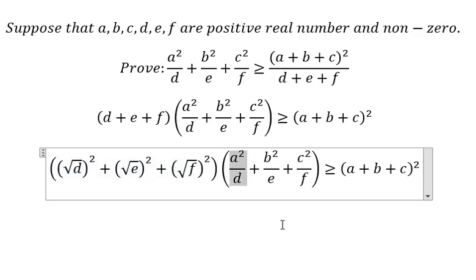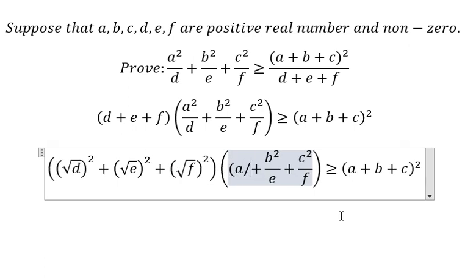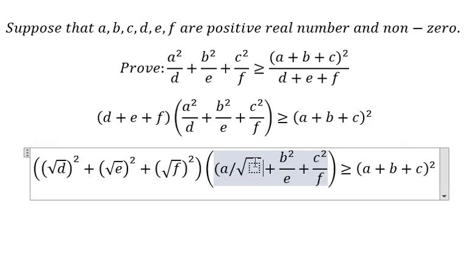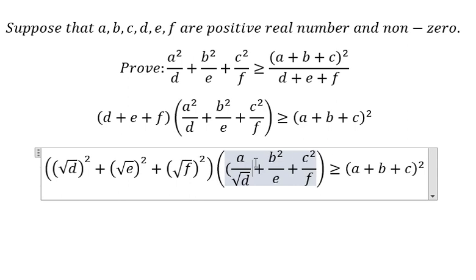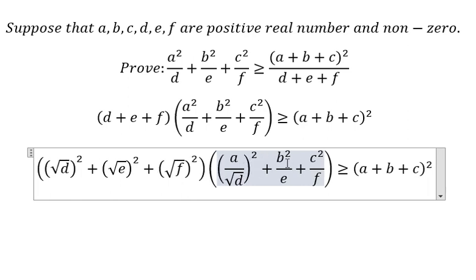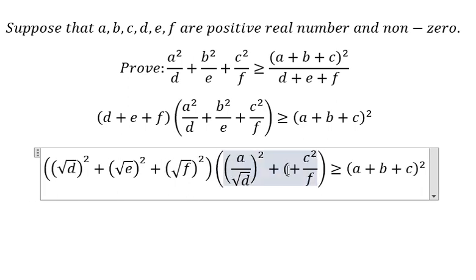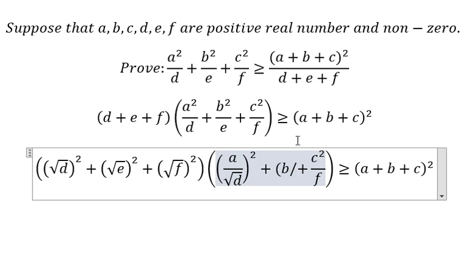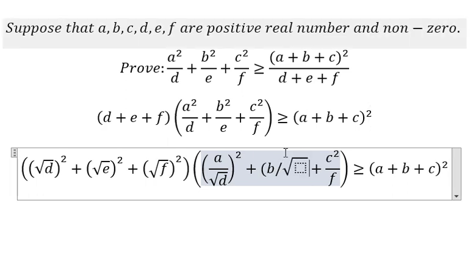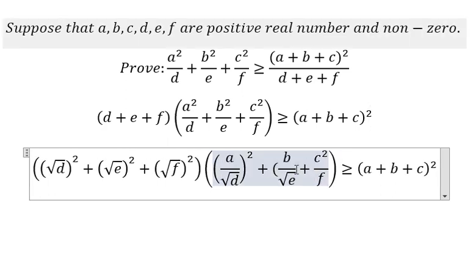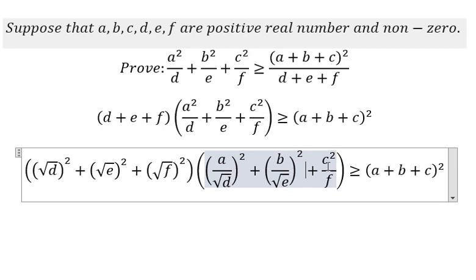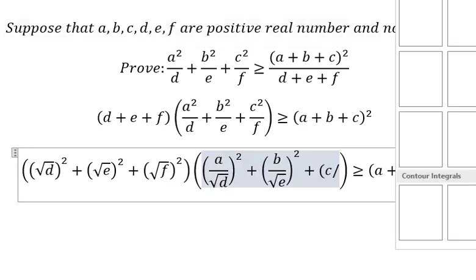About this one, we can put it like this, that is a over the square root of the everything to the power of 2. This one, I will put b over the square root of e, everything to the power of 2. This one, that is c over the square root of f.